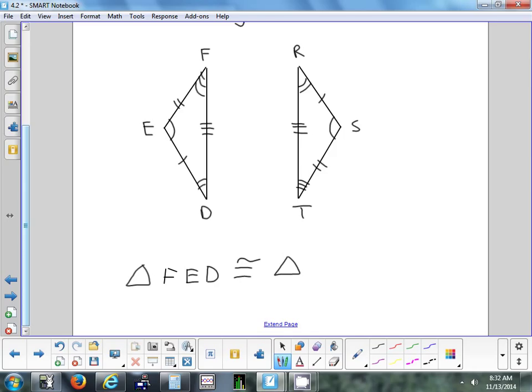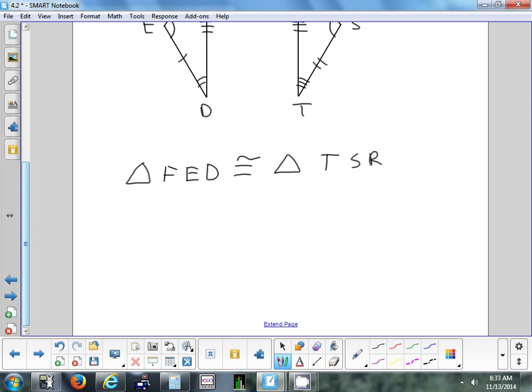So what corresponds with F? This picture is kind of flipped around a little bit. Denver? RST. Is it RST? No, it's not RST. We have to look at the angle that would correspond to F. F has the 3 on it. T. T, yep, and then E has the single curve, S has the single curve, and then D has the 2, and R has the 2. So yep, FED is congruent to triangle TSR.